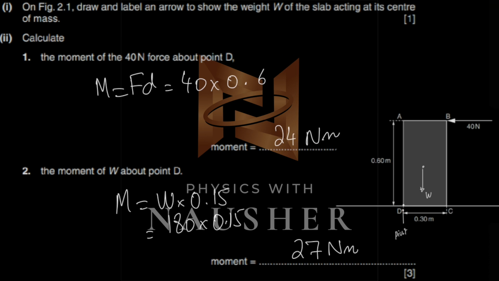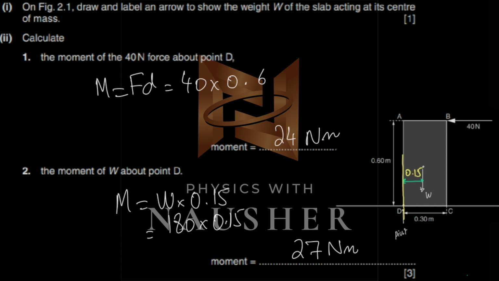So the moment of the 40 Newton force, as you know, 40 Newton force is acting this way, and the perpendicular distance of the pivot is 0.6. So the moment is going to be 40 into 0.6, 24. Moment of W. W is acting vertically downwards. They ask you to make W. So you've made W vertically downwards. And what is the distance from the pivot? The distance from the pivot is going to be this distance, because I've told you the technique. If the force is vertical, just make a vertical line on the pivot and just look at the distance between the two vertical lines. It's going to be 0.15. So 0.15 into W gives you 27 Newton meters.